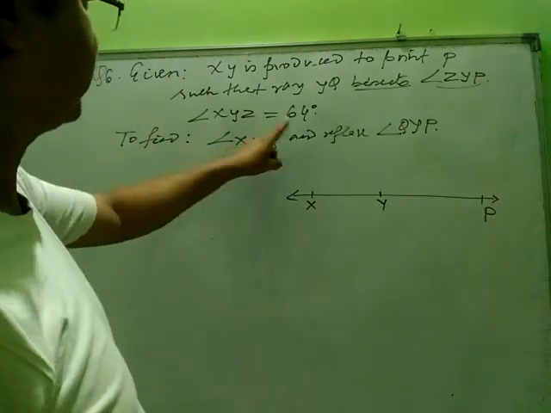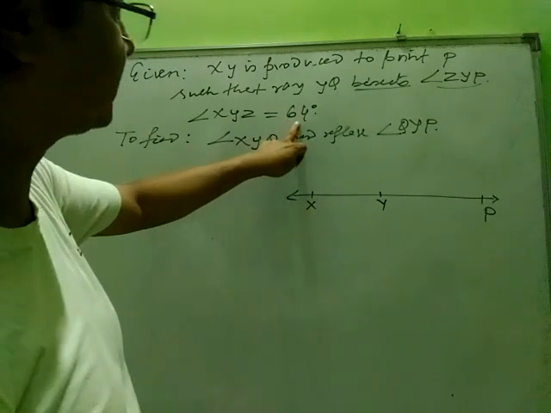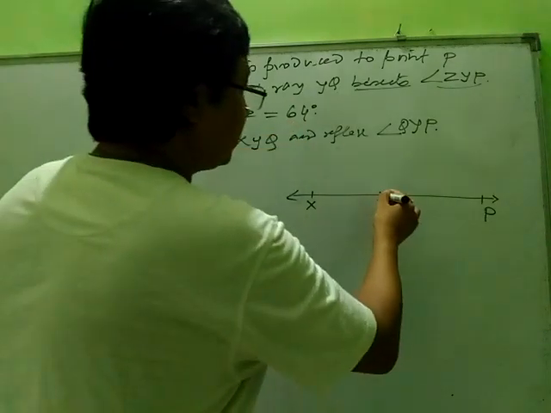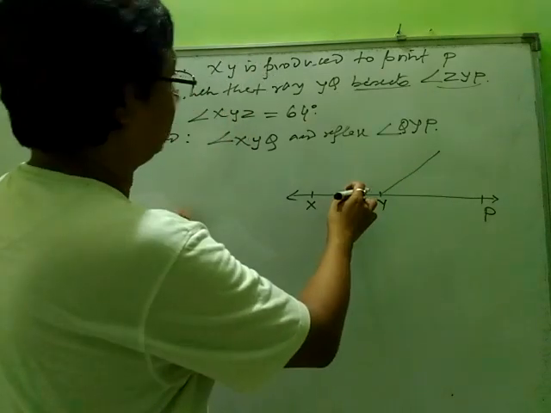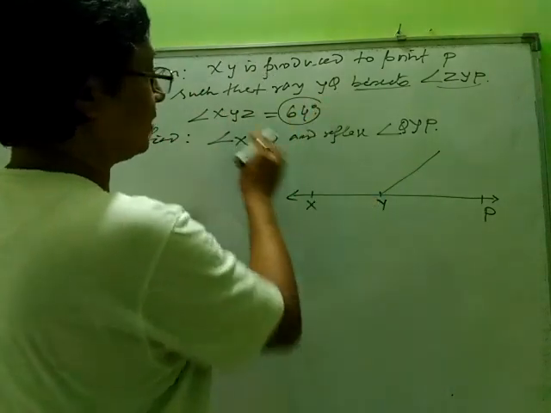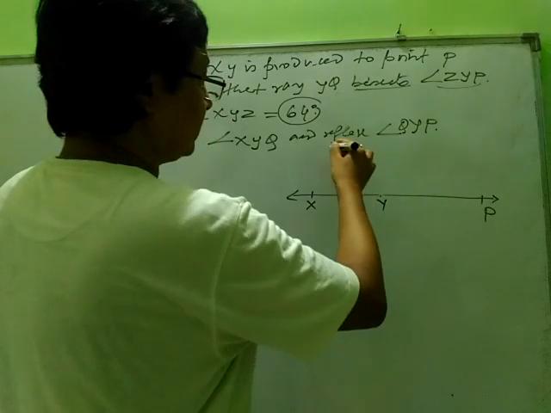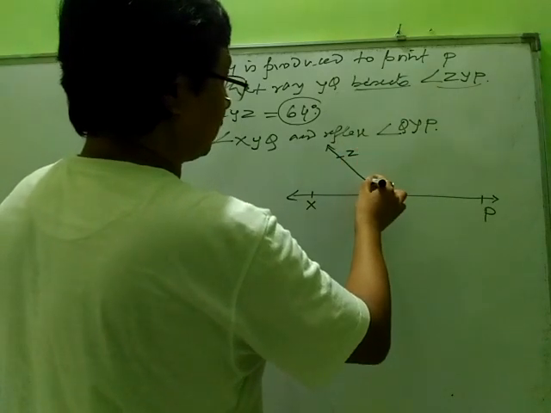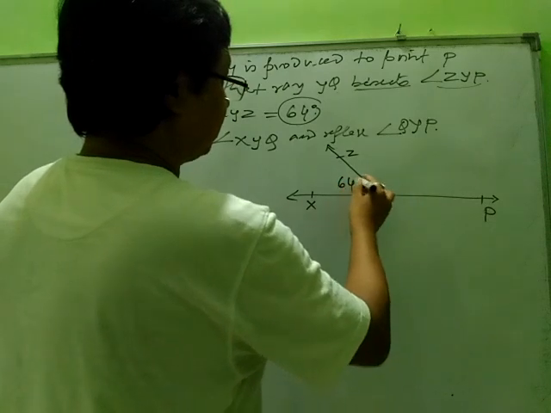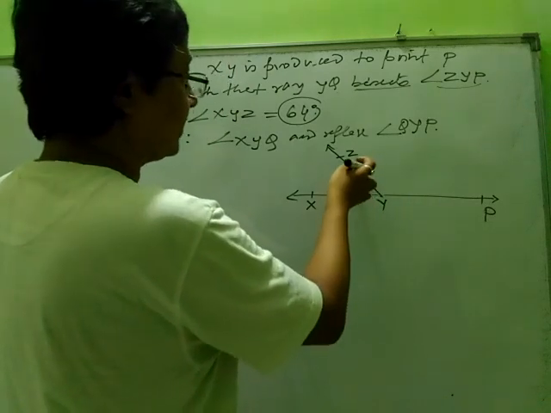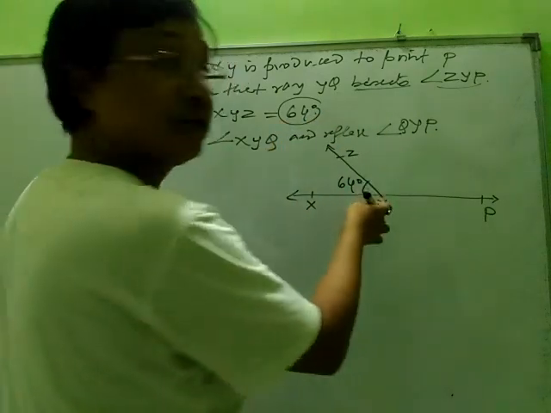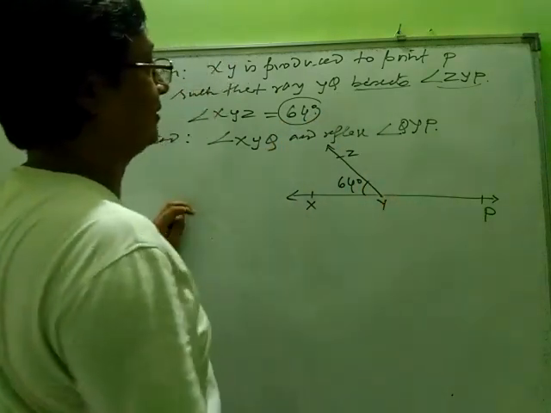Now angle XYZ is 64, and this one is an acute angle. So don't take it the other way, as that will be an obtuse angle, and that will be incorrect. So you take it this way, X, Y, Z, say it is 64.